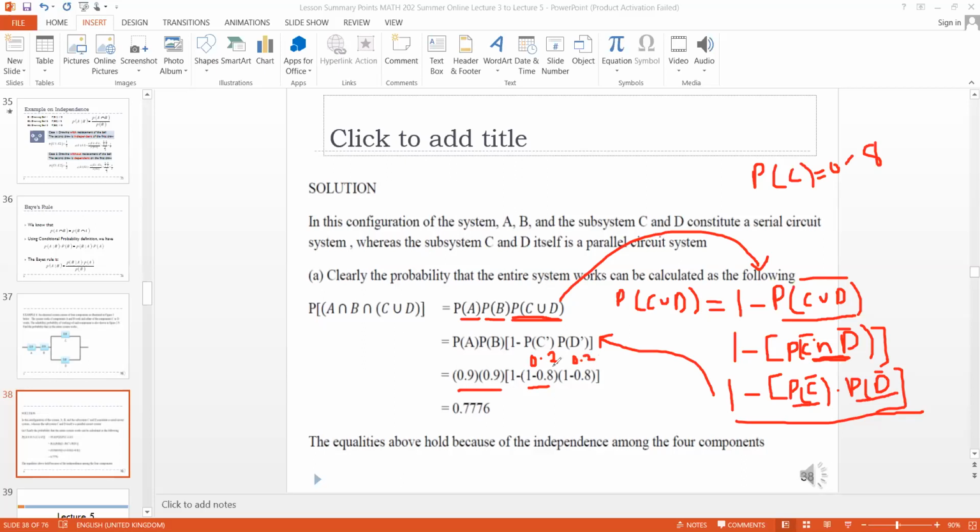Now, if we multiply this and this, that will give us 0.04. 1 minus that should give us 0.96. Times 0.81 will give us 0.776. Good. So that is the probability that the entire component will work.